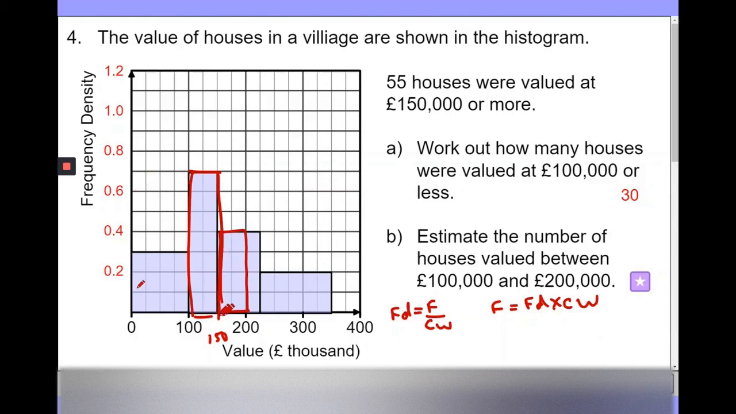So 0.7 times 50 plus, now we've split this bar into thirds, but we're using 2/3, so it's going to be 150 up to 200, so that's also 50 and 0.4. So 0.7 times 50 plus 0.4 times 50 gives you 55.